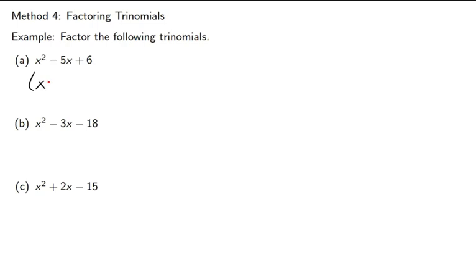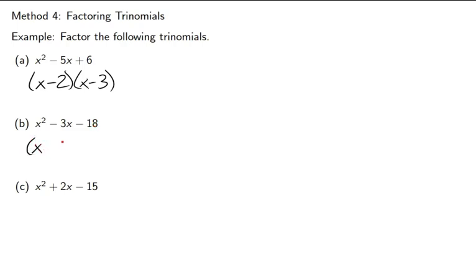So this is how we do it. X minus 2 times x minus 3. They multiply to positive 6, but add to negative 5. That's how you do it. Next example. They need to multiply to negative 18 and add to negative 3. So we would expect one to be positive and one to be negative, and they have to multiply to negative 18. Which two numbers do it?